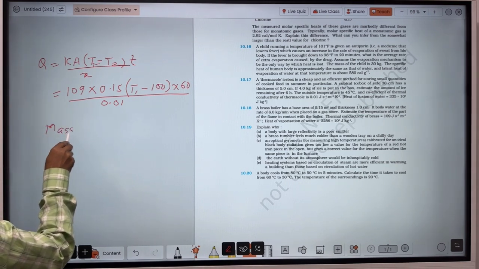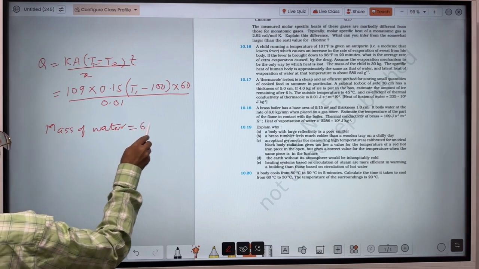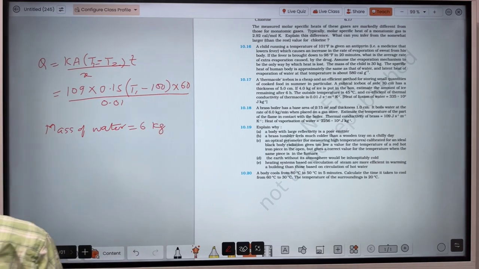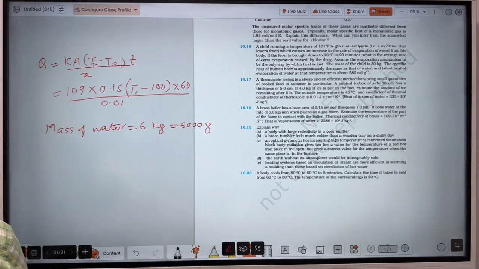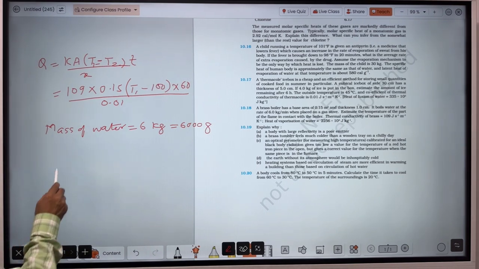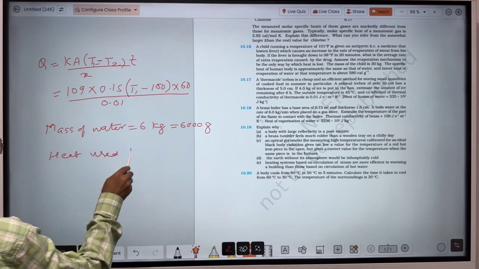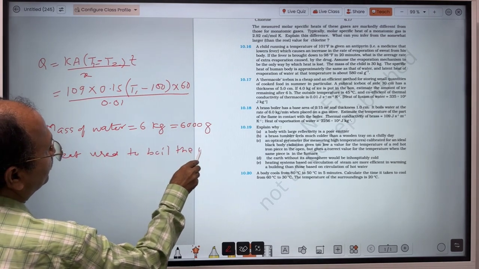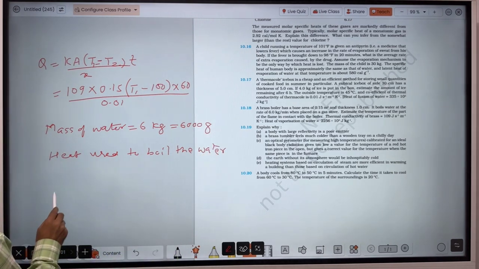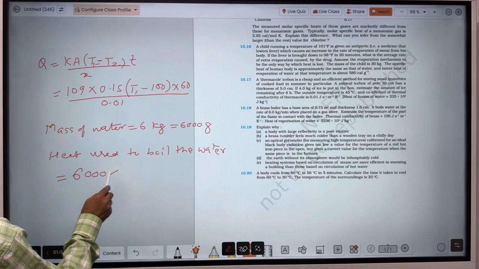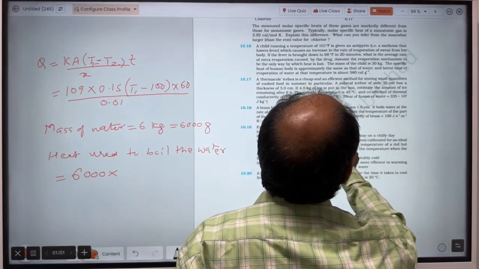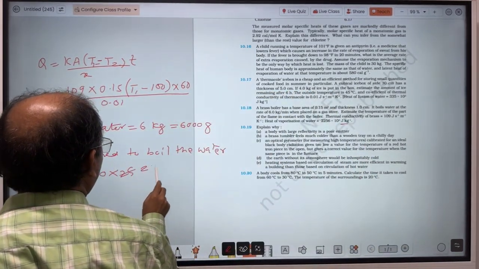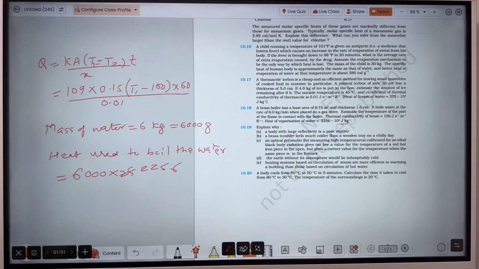So mass of water, this is 6 kg, right? And in terms of gram, if you want to write, this will become 6,000 gram, no problem. Then the heat used to boil the water will be amount multiplied by heat required, that is 2256 into 10 power 3. So here if we use gram, then this will be 2256 only, right? Now these two heats must be equal.